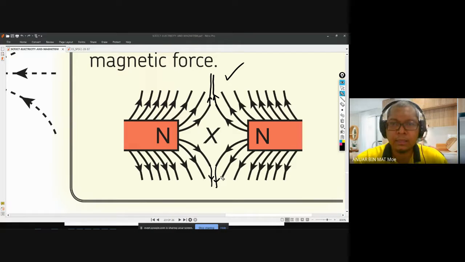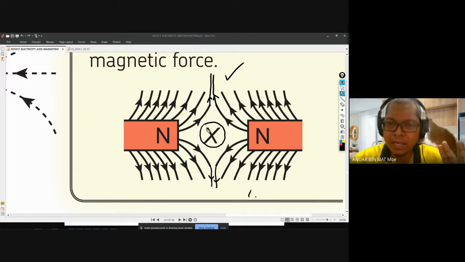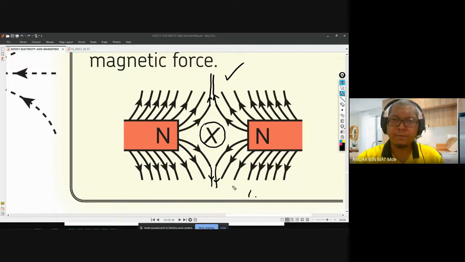Can you see the X over here, class? I want to ask you: in the area X, is there any magnetic force or no magnetic force? No. Okay, very good. Just remember, an area with no magnetic field line will have no magnetic force. There will be no magnetic force over here. Magnetic force is only between the lines, the nearest lines over here.